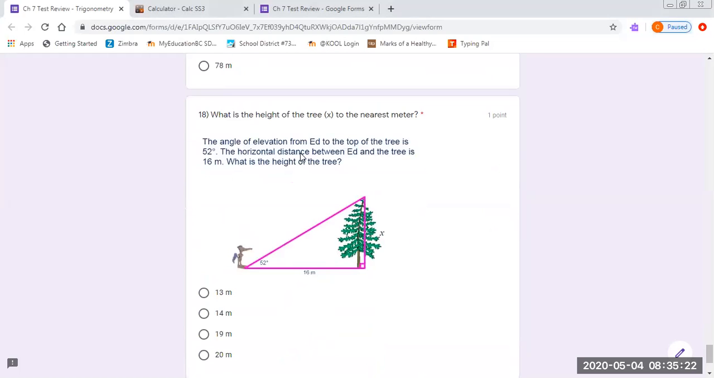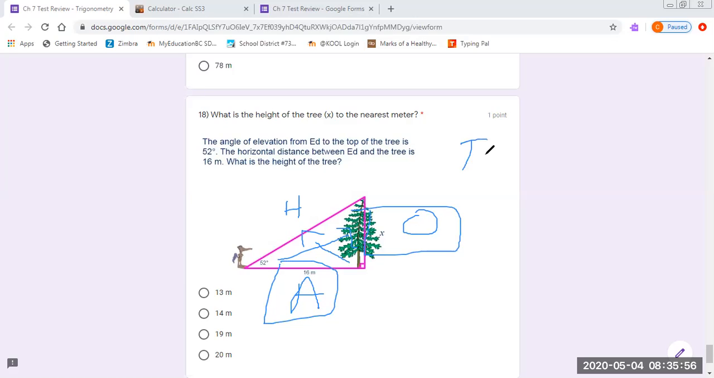Now let's take a look at the last question, which is also, in this case, an elevation question. So once again, it says the angle of elevation from Ed to the top of the tree is 52 degrees. The horizontal distance between Ed and the tree is 16 meters. What is the height of the tree? Well, we have this wonderful diagram. So what we can see here is that this is going to be the hypotenuse side. This is the opposite side. And this is the adjacent side to this angle we have. Now, once again, we want to know the opposite side, and we know the adjacent side. So this is, once again, a tan question.